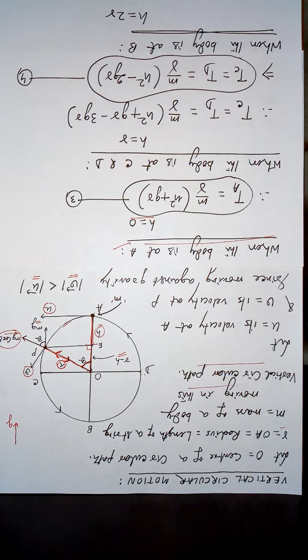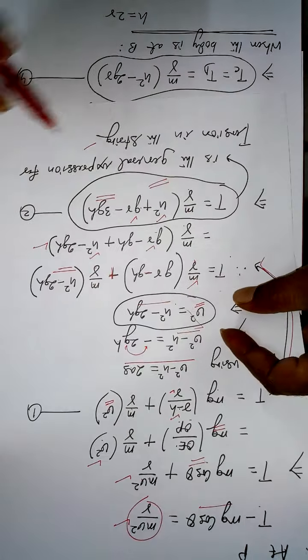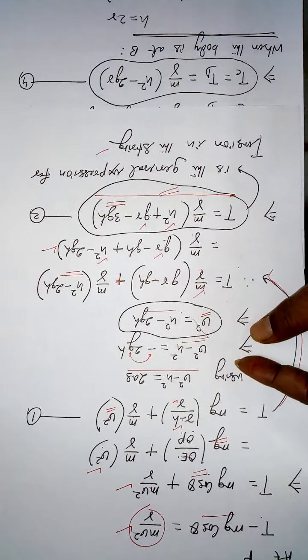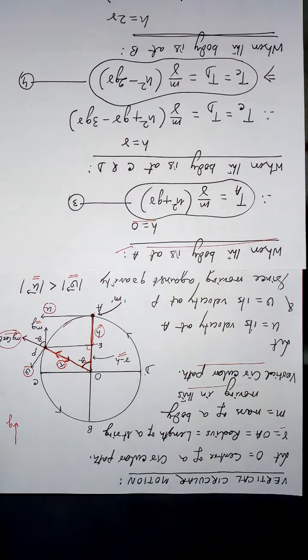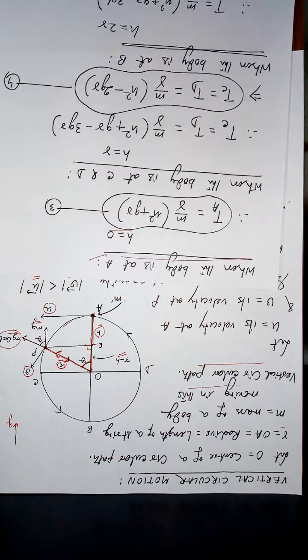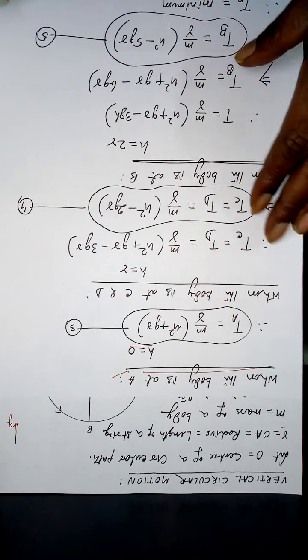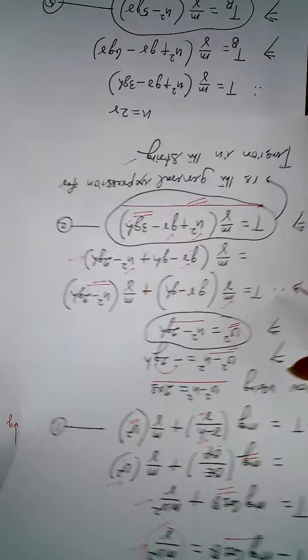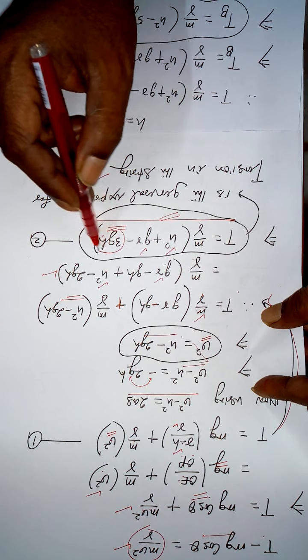So in this general expression for T, I put h equal to 0 to find out the tension at A. So by putting h equal to 0, this much part becomes 0.